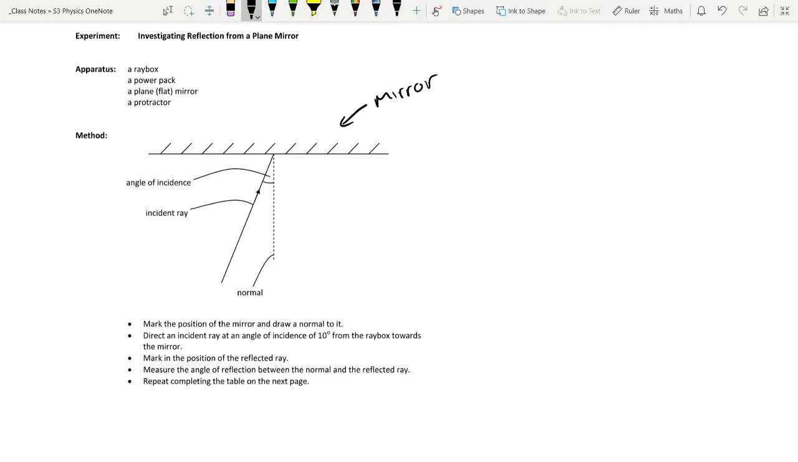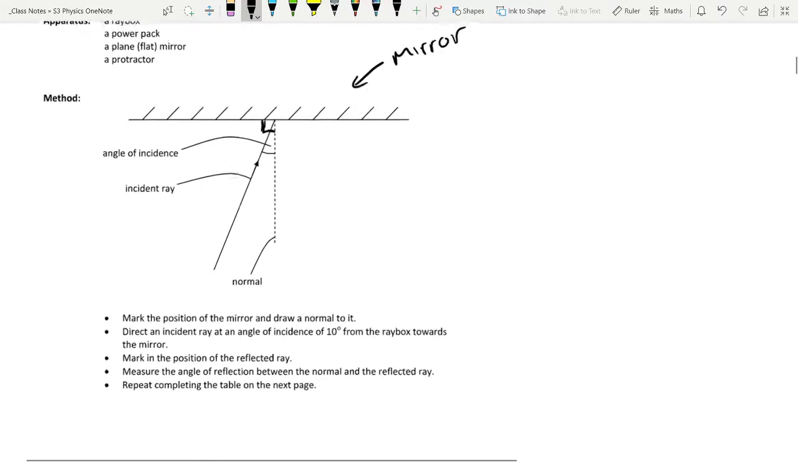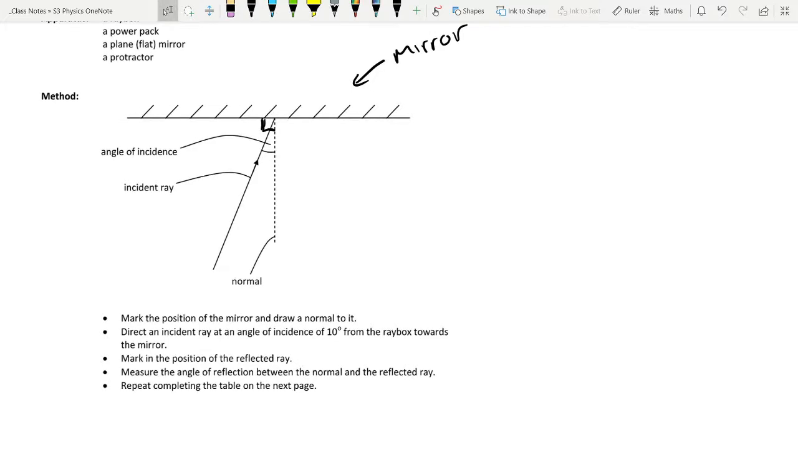We've got the angle of incidence, which is between the incident ray, the ray that you send in towards the mirror, and the normal. The normal is always at 90 degrees to the surface that you are shining light onto. That's a right angle. We've got an incident ray, which is the ray that you shine in, and we've got that angle of incidence, which is always between the normal and the incident ray.